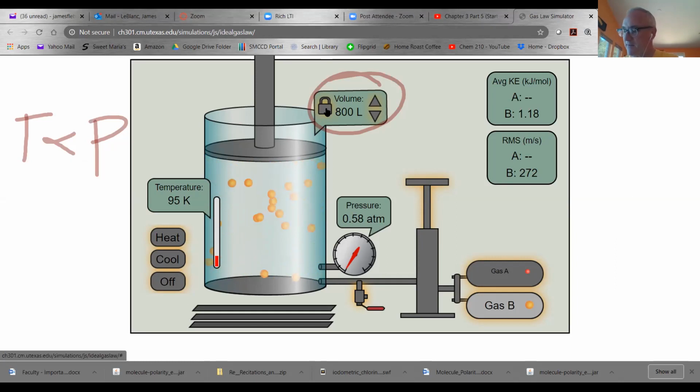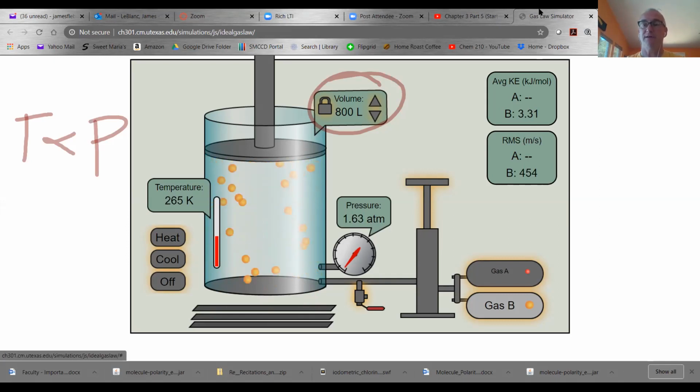Okay. So then I just take my first data point. That's 95 K, 800 liters is going to be my constant volume, and my pressure is 0.58 atmospheres. So then I just hit heat and I raise the temperature. So I raise it to 265. And I see my pressure is now at 1.63.